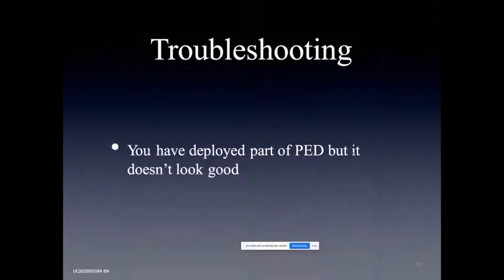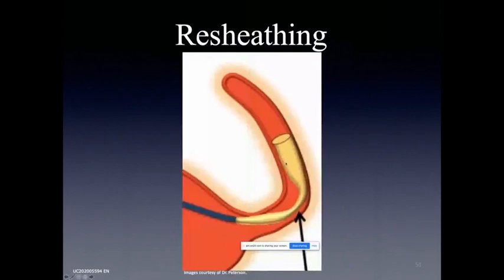Can't really tell if the device is open. We talked a little bit about that. We deployed part of it, but it doesn't look good. Just resheath it. We talked about the resheathing. The main mode of resheathing is that you first load the system and then you pull wire, right? It's not like a stent retriever where you just pull the whole system and advance the microcatheter at the same time. It's a braided stent. Remember, it's stretched out. So you cannot just pin and advance the microcatheter.